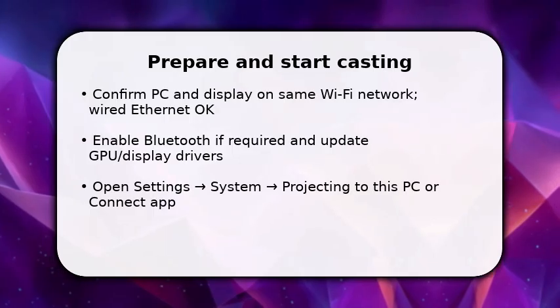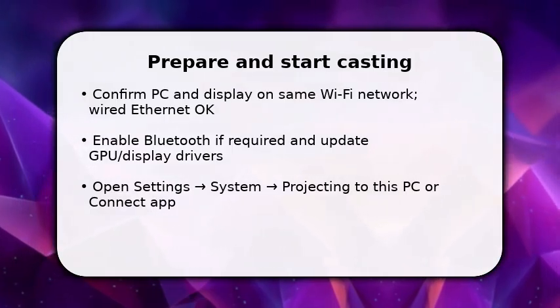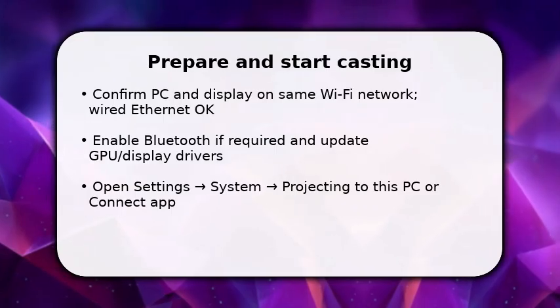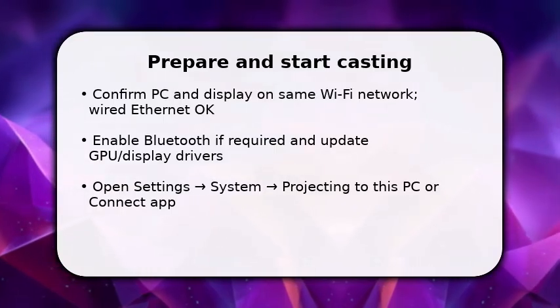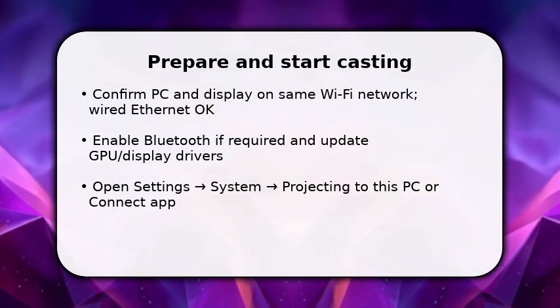Next, enable the target's discovery mode, and on Windows, open Settings, right arrow System, right arrow projecting to this PC, or launch the Connect app. Once done, move to the PC's cast or display settings and choose the target device to begin.